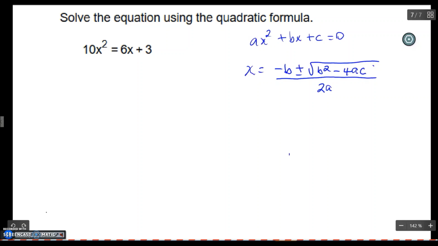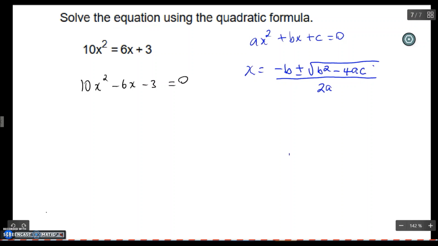And so I'm going to first move the 6x to the left side and move the 3 to the left side by just subtracting 6x and subtracting 3 from both sides. This will turn the equation into 10x squared minus 6x minus 3 is equal to 0.